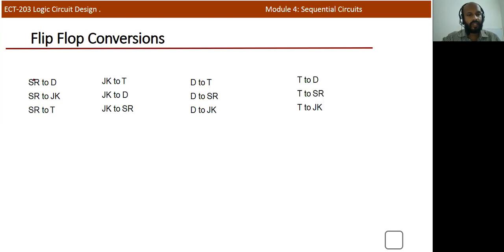SR: how we can convert an SR flip-flop into D flip-flop, JK and T, and similarly JK into other forms, T, D, and SR flip-flops, and D flip-flop into T, SR, and JK, and T flip-flop into D, SR, and JK. We'll discuss all the cases, and if you know one conversion procedure, you can convert every other flip-flop. It's very easy to convert from one flip-flop to another. The only thing you should know is the truth table and the excitation table.